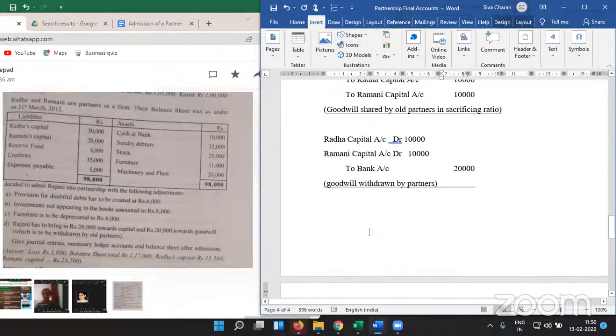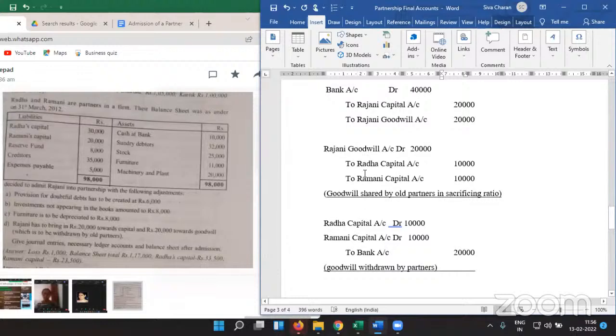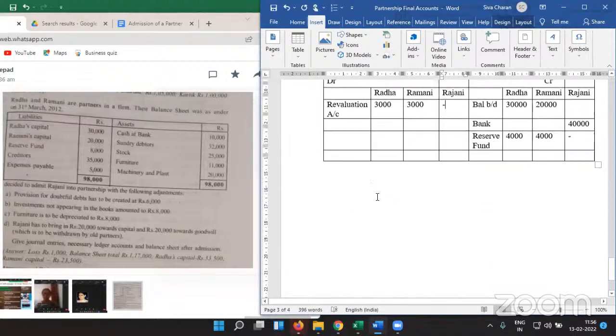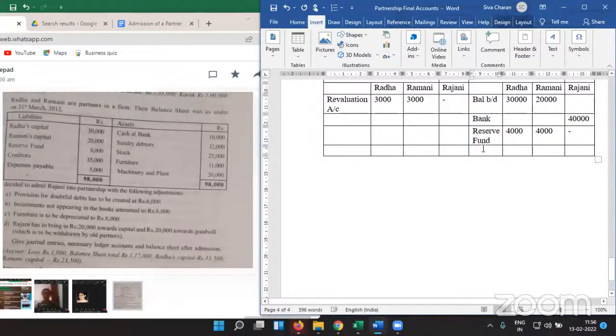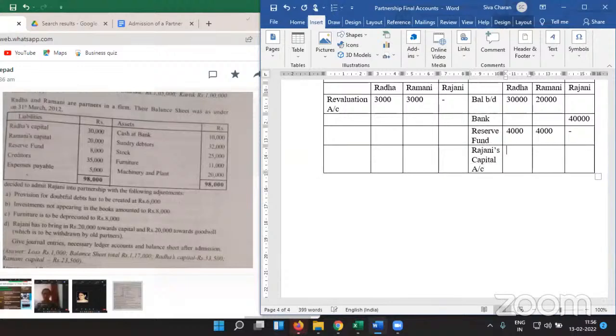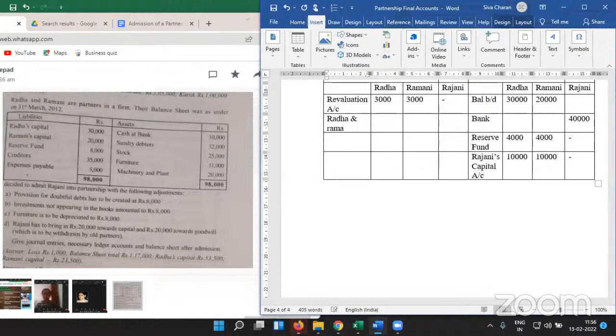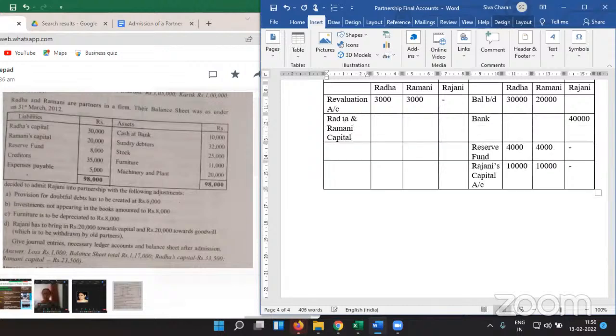After that, we also passed a journal entry that Radha and Ramani withdrew capital and they also have taken goodwill. So for taking the goodwill, we should write here from whom they have taken it. They took from Rajani, Rajani's capital account. So 10,000 each of them has taken as goodwill from Rajani. Okay. And in Rajani's, we write Radha and Ramani capital account.